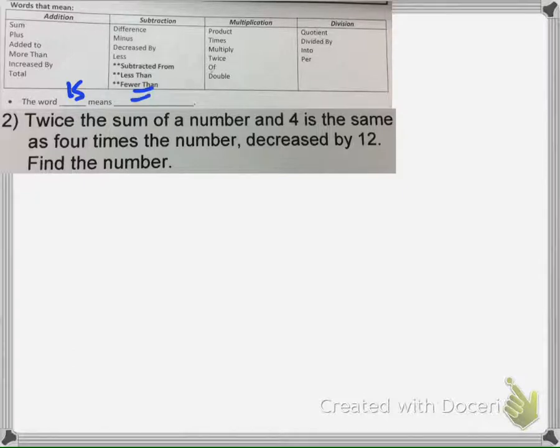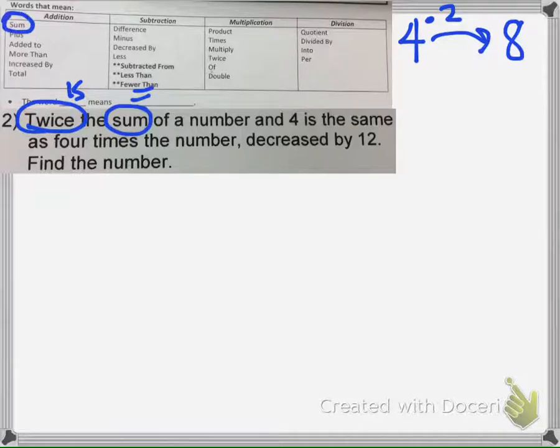So example 2 says twice the sum of a number and 4 is the same as 4 times the number decreased by 12. Find the number. Twice means doubling: if you had 4 and you twice that, it becomes 8. So when we twice something, we are essentially multiplying it by 2. So we know that twice means multiply by 2.